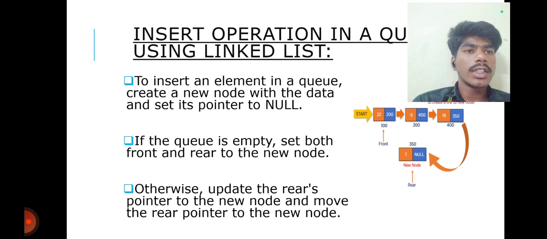Insert operation in a queue using linked list. To insert an element in a queue, create a new node with the data and set its pointer to null. If the queue is empty, set both front and rear to the new node. Otherwise, update the rear's pointer to the new node and move the rear pointer to the new node. Here, while inserting a new node to a linked list, we need to connect them.